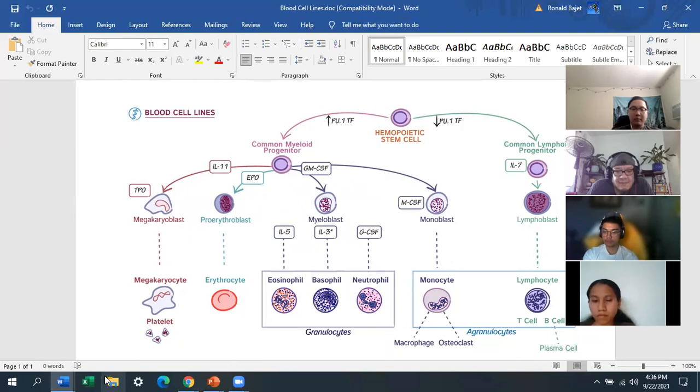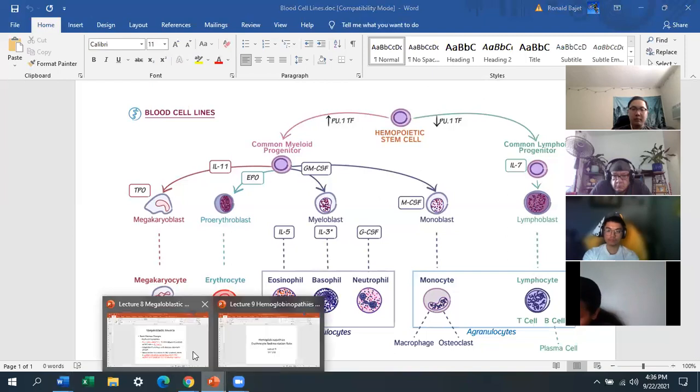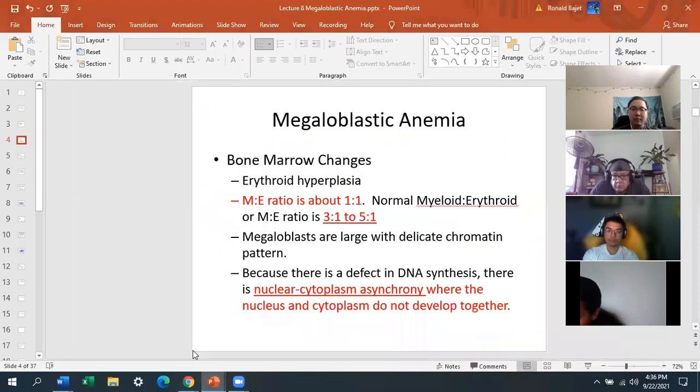So the ME ratio, that's why, I know you know that the red cell normal value is times 10 to the 9, and the WBC is times 10 to the 3rd. Well, that's why the ME ratio in the bone marrow is usually 3 to 1. It's more myeloid than erythroid because it includes all these precursors. Okay, so normally it's 3 to 1 or 5 to 1.